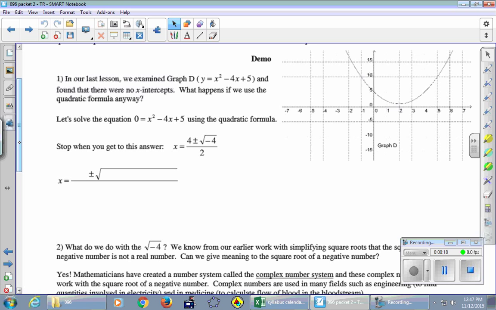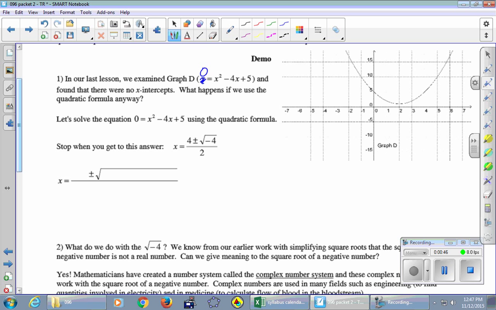Here's our demo. In our last lesson, we examined this graph. I called it graph D. I actually think we skipped that page, but anyway, there's the equation, y equals x squared minus 4x plus 5. Graph is here. And there are no x-intercepts, right? But we know that when we use the quadratic formula, we are finding x-intercepts. This was a discovery we made last time. To find the x-intercepts in general, you change the y to a 0. Yes, that's how we always find x-intercepts.